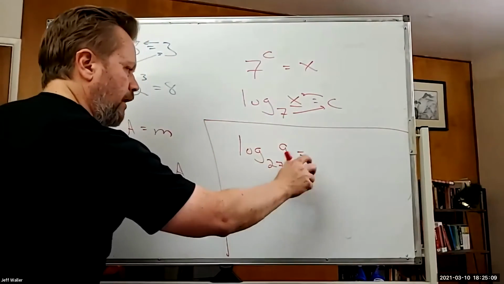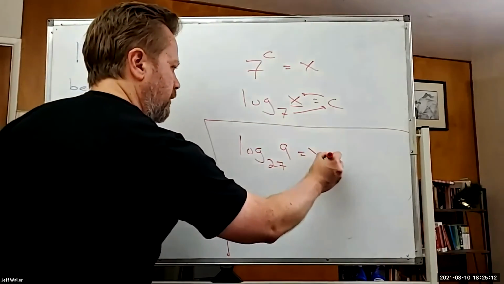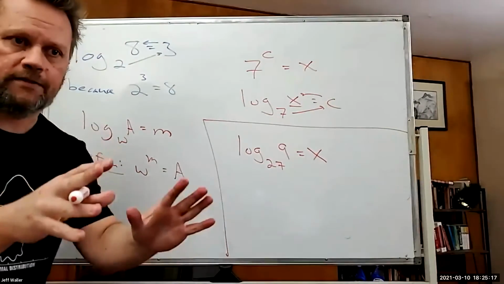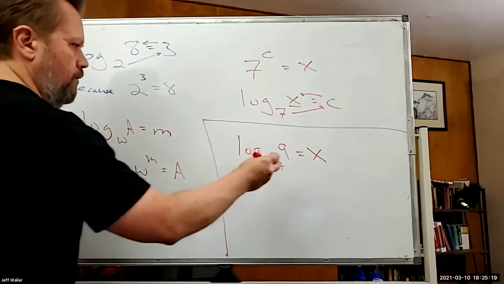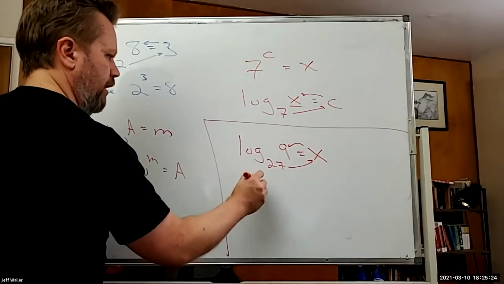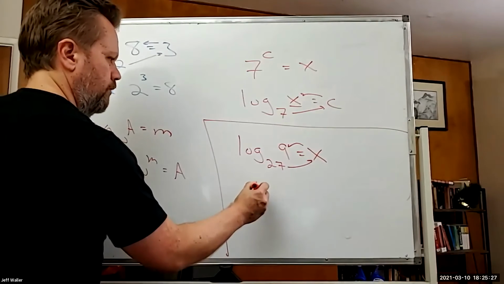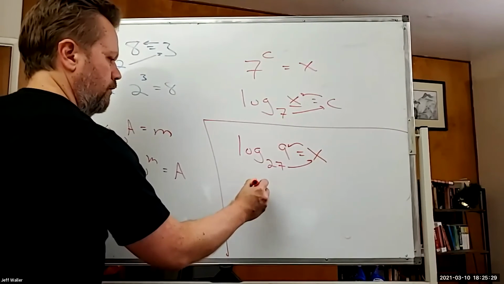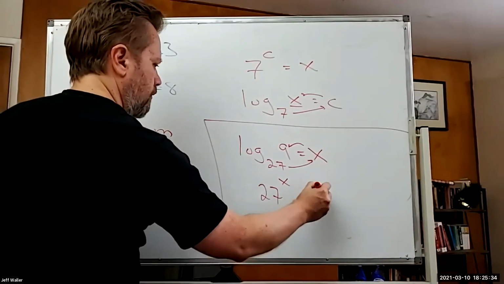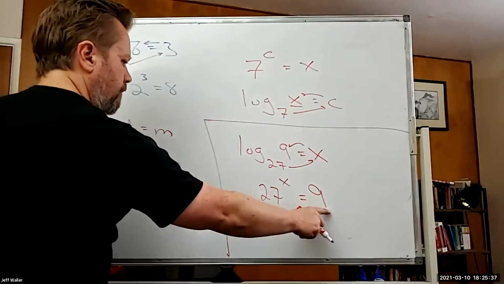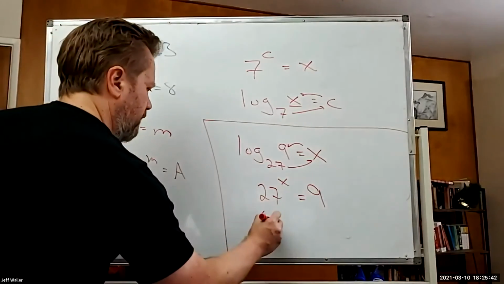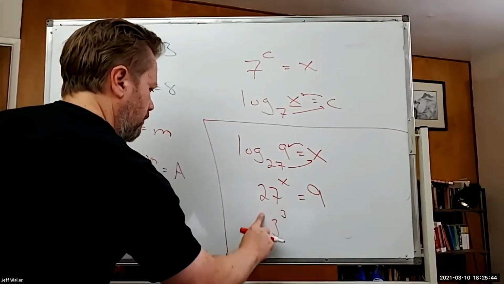So one way to do this problem is to say, I don't know what the answer is, so let me call it X. All right, now watch this. How would you rewrite this into exponential form? 27 to the X power equals 9. What do these have in common? Base 3. So how would I rewrite 27?